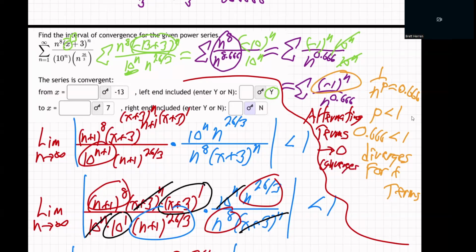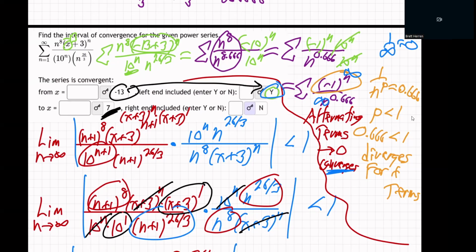Do these terms go to zero? Yeah. You plug infinity in there for n, and you put infinity up here, that's just going to be plus minus, whatever. But infinity on the bottom to some fractional power is going to be infinity, and that's going to be 1 over infinity. That's going to be 0. So it's going to converge. So that's why this one's a yes. And that's the same reason the other one's a no. Because for the other one, the only difference is you put in the 7. So we just did the minus 13. So the minus 13 is a yes.